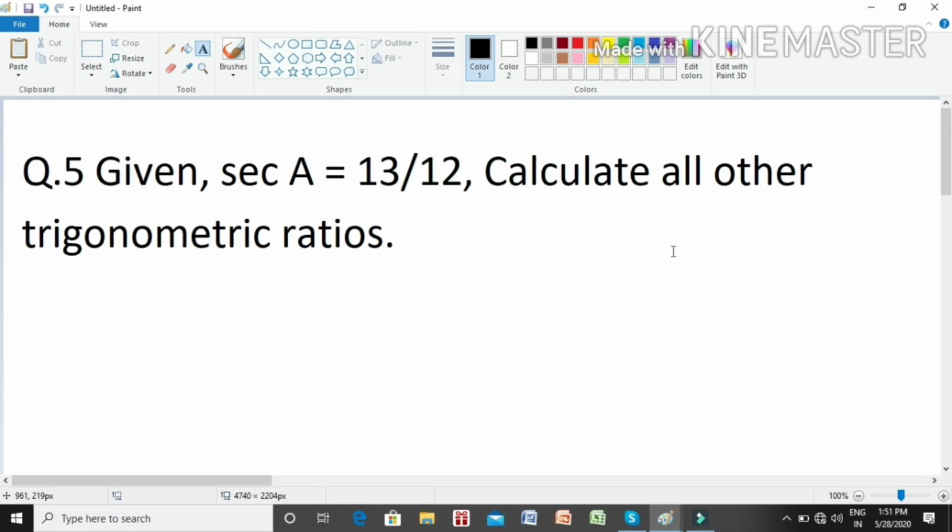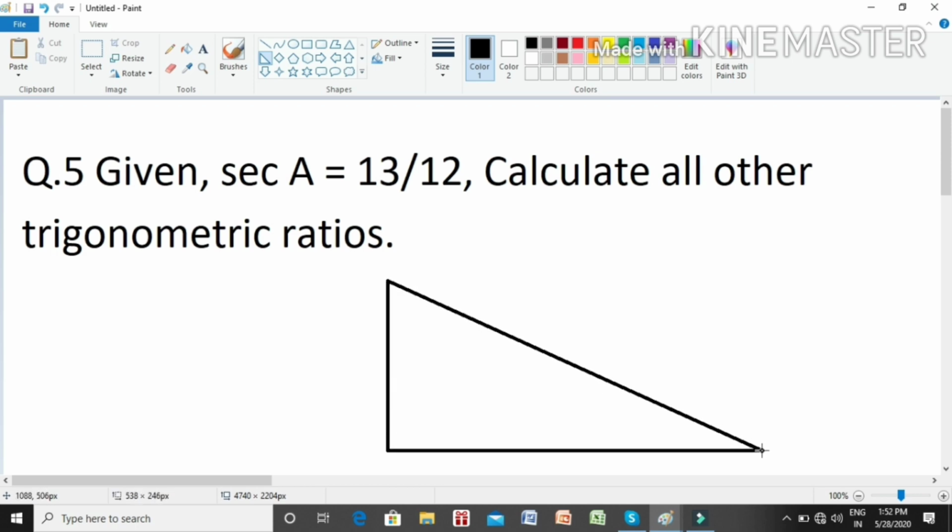So to start with, let us discuss question number 5. Here it's given sec A is 13 by 12. Now we need to calculate all other trigonometric ratios. So to start with, let us first of all draw a right angle triangle. In this particular right angle triangle, first of all we have to find out all the sides. So let us first of all name them.